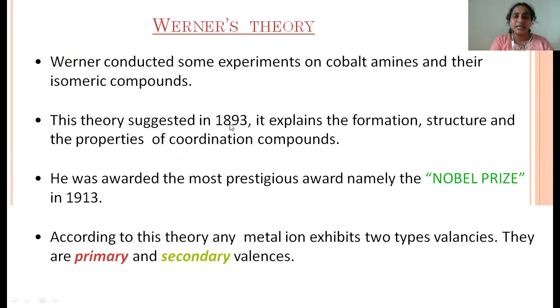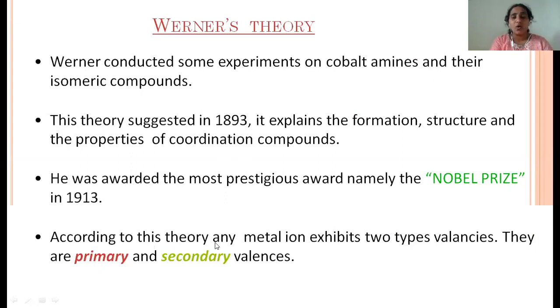He suggested this theory in 1893, and he was able to explain how the coordination complex forms, what the structure of a coordination complex is, and what the properties of coordination compounds are. For his achievement, he was awarded the prestigious Nobel Prize in 1913. And Werner conducted several experiments on cobalt amides and their isomeric compounds.